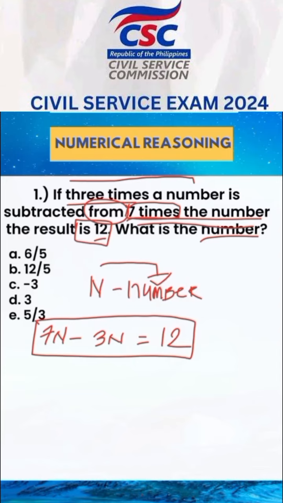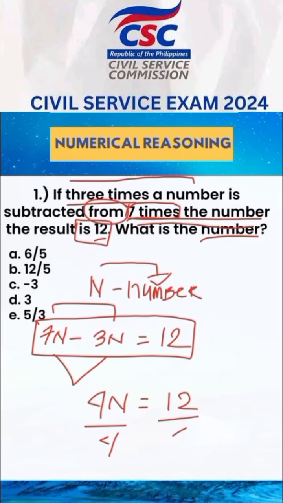Okay, so, isubtract lang po natin 7n minus 3n is equal to 4n. Pwede nyo po yung subtract since magkapareho naman po sila is equal to 12. Okay, para maiwan yung n, divide lang natin by 4. Therefore, n is equal to 12 divided by 4 is equal to 3. And the answer is letter D.